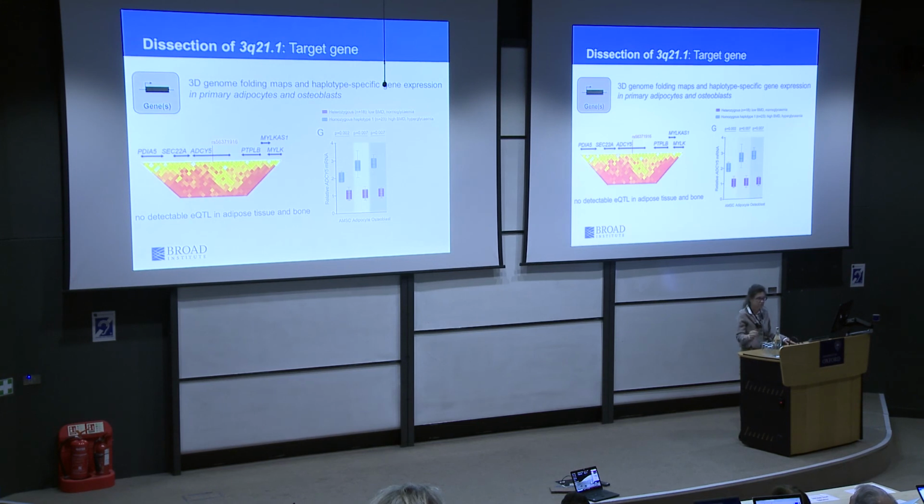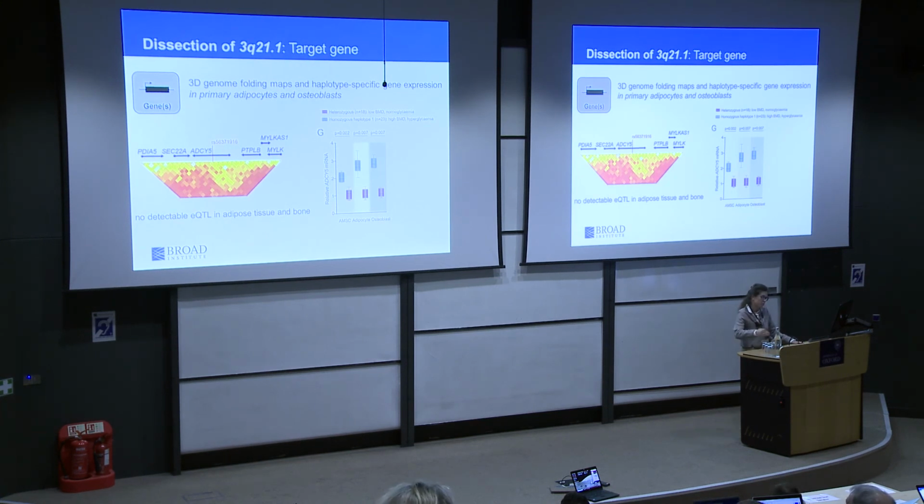Or are there several downstream target genes? We looked at three-dimensional genome folding maps in mesenchymal stem cells and find that this locus lies in a very well-defined contact domain, only implicating two genes, which are ADCY5 and PTPLB.